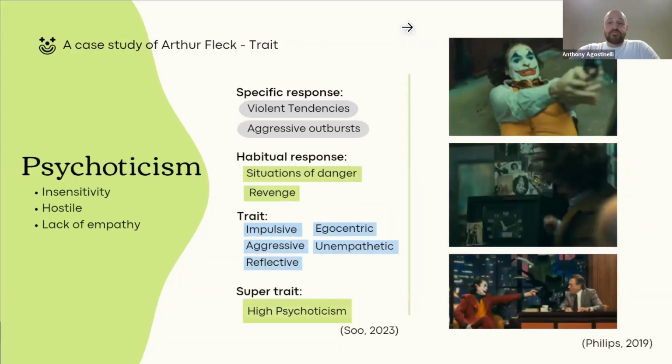Moving on to psychoticism, a trait marked by insensitivity, hostility, and a lack of empathy. Arthur can be observed showcasing violent and aggressive tendencies, a specific response that often manifests as abrupt outbursts in moments of peril or anger. A habitual reaction illustrated in scenarios like killing the 3 men on the train, aggressively punching the clock, and his vengeful act against Murray on the talk show. These episodes paint Arthur as impulsive, aggressive, devoid of empathy, and egocentric, likely scoring high levels of psychoticism.